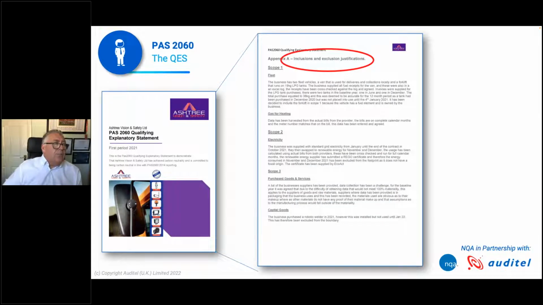The next page then is inclusions and exclusion justifications. This is a very, very important part of the document. It's one that's heavily verified, and it can be read by anyone, so they can see how hard you worked and what you've tried to do to calculate your emissions as close as possible to being correct.